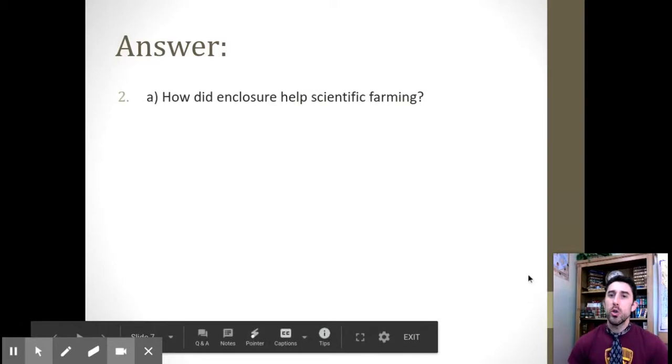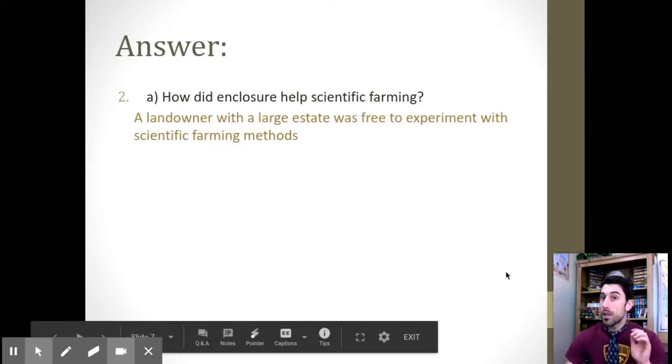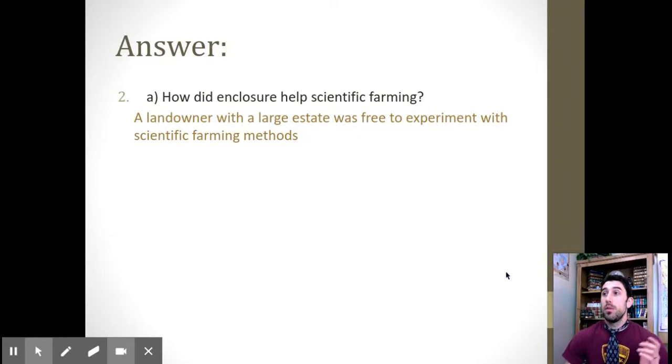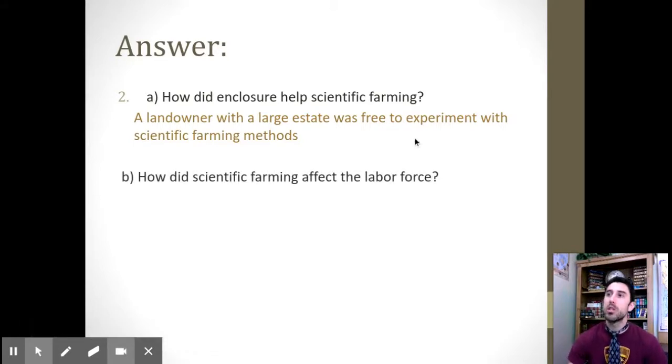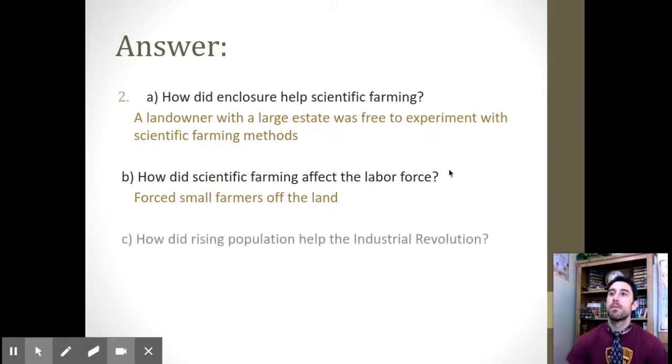Next question: how does this enclosure movement, these bigger tracts of land and enclosing them, help scientific farming? Well, it allows a landowner with a large estate to be free to experiment with scientific farming methods with the purpose of making it more efficient and having better production. But it has a secondary effect, because how does it affect the labor force? Well, it forces small farmers off the land, reducing the number of farmers farming land, and in doing that, it allows for a new workforce of people who are not farming anymore.